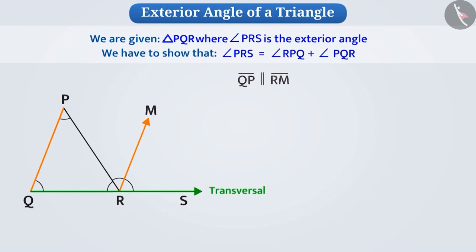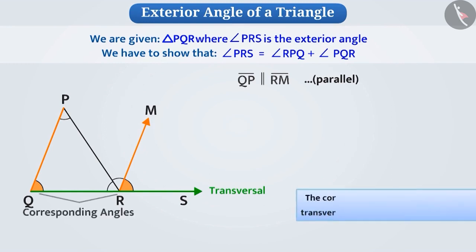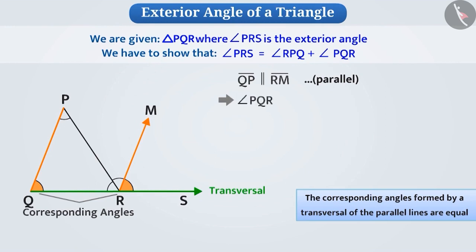With this information, can you tell us the relation between angle PQR and angle MRS? Think for a while. Let me tell you. Here, QP and RM are parallel and angle PQR and angle MRS are corresponding angles formed by a transversal QS of side QP and line RM. Since the corresponding angles formed by a transversal of the parallel lines are equal, therefore, we can say that angle PQR is equal to angle MRS.